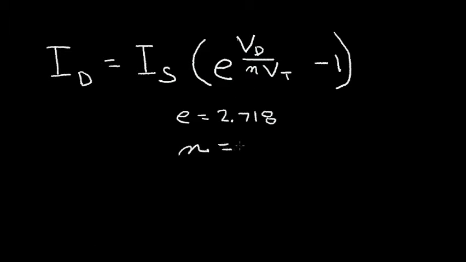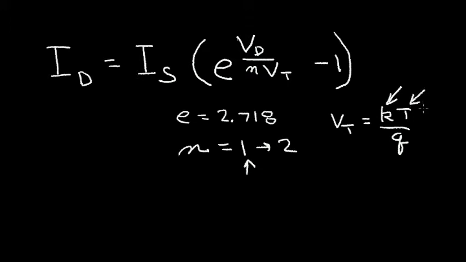Now, the N term is between 1 and 2. It's called the quality factor. There are other names for it, but for our typical silicon diode, I think N usually comes out a little closer to 1. Now the V sub T term is called the thermal voltage, and it's equal to kT divided by q. K is Boltzmann's constant, T is the absolute temperature in degrees Kelvin, and q is the charge on an electron.